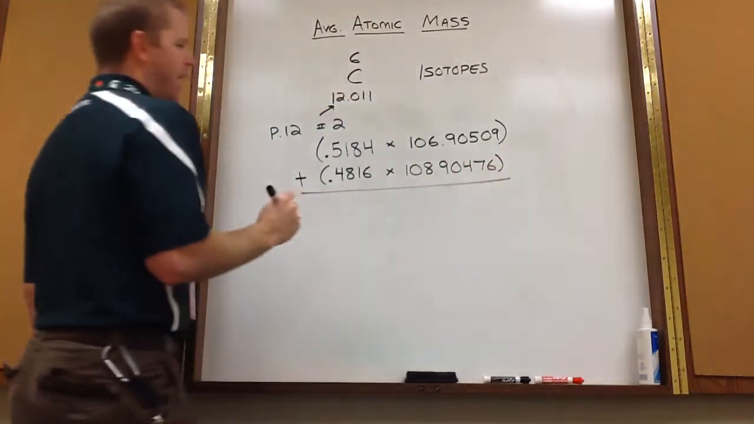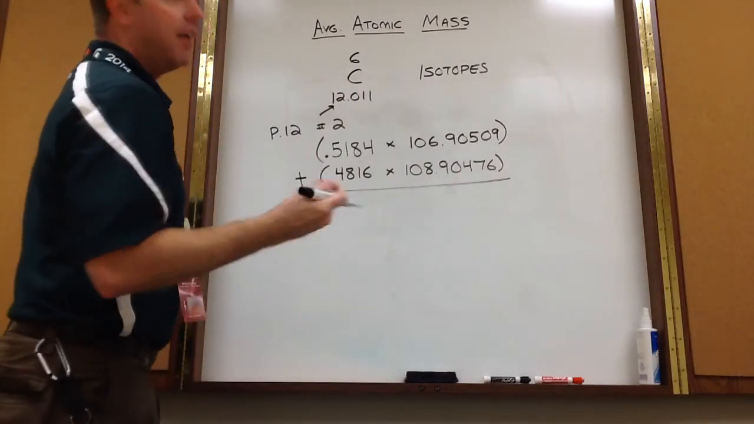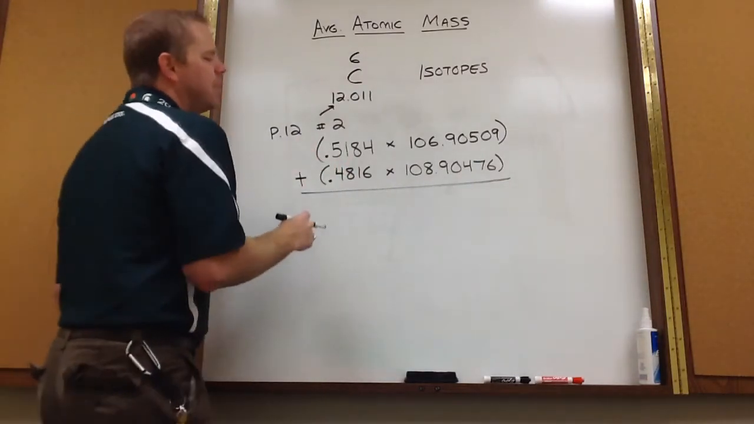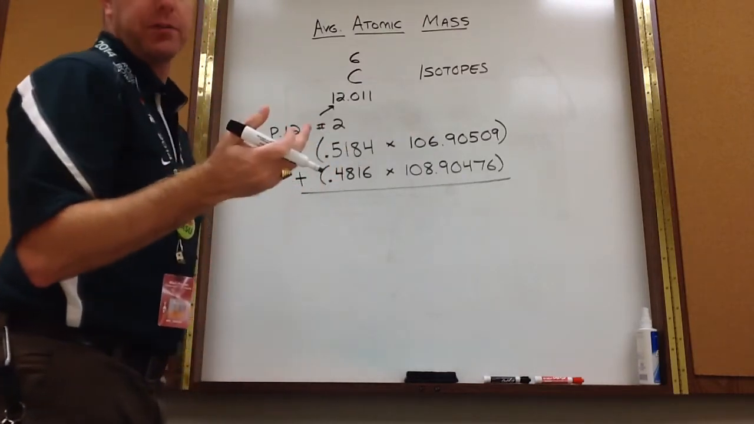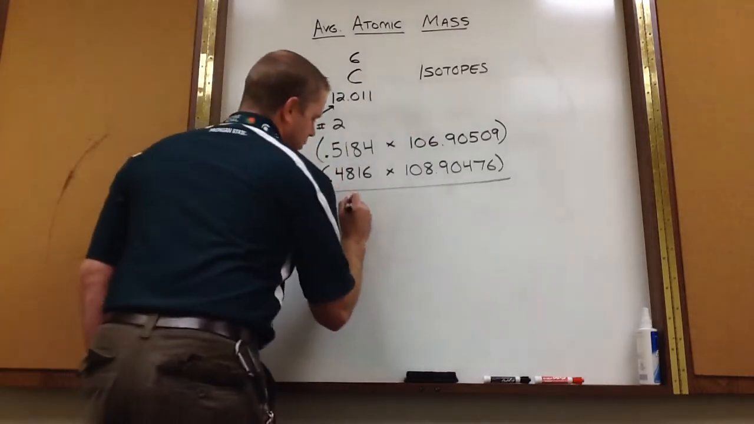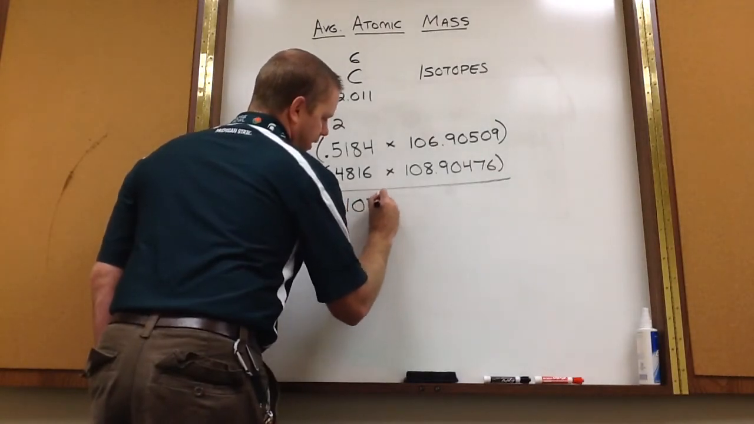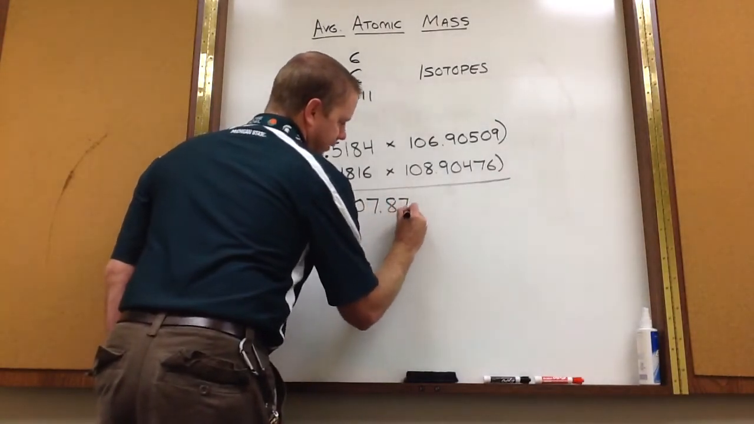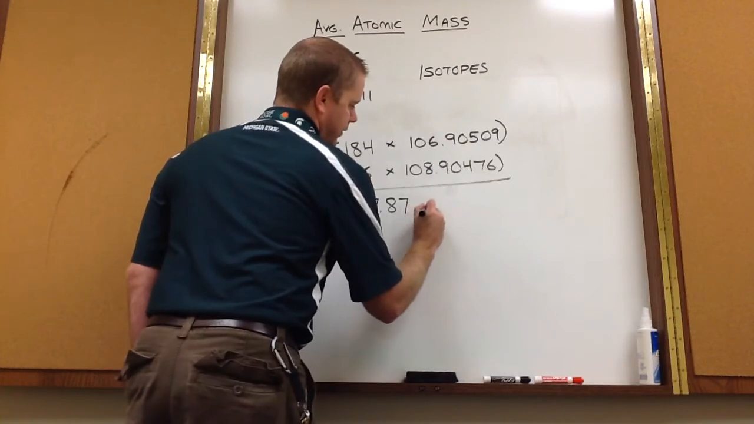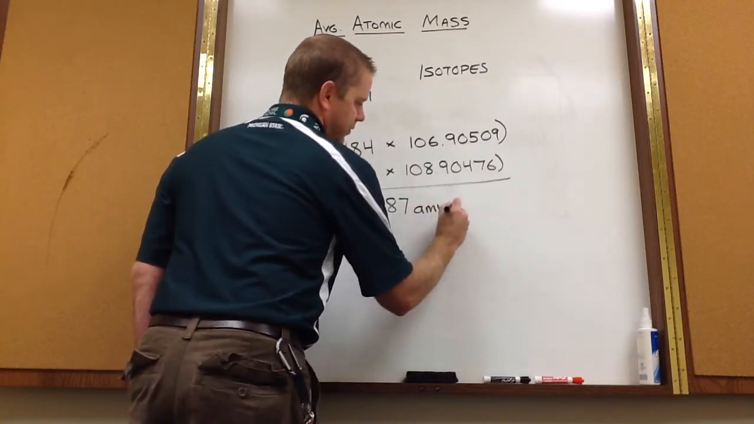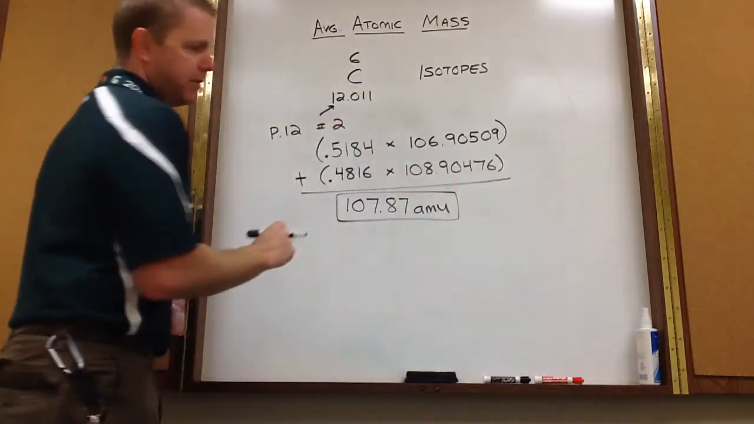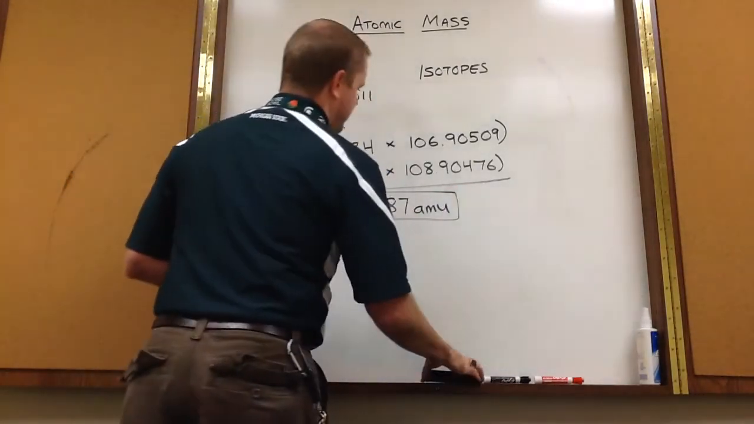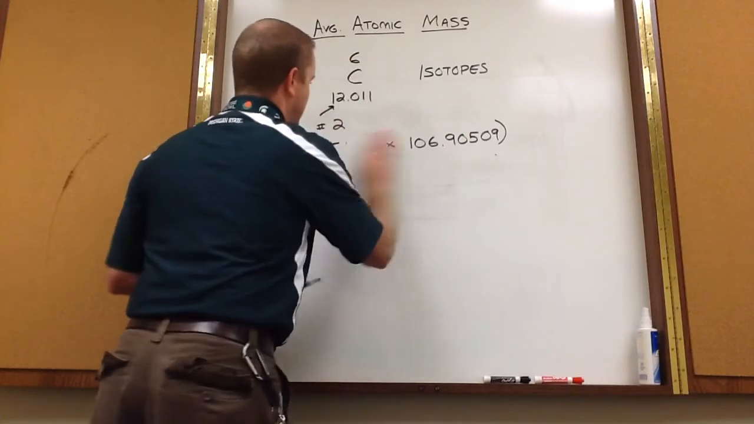And all you have to do now, as long as you put them in parentheses, is add them together. Because it's a percentage, and we have a rule about percentages, I would round this to the hundredths place. What you get is 107.87, with the label atomic mass units. Put a box around it. There's your final answer. While I'm here, and you're watching this video, let me do one more.